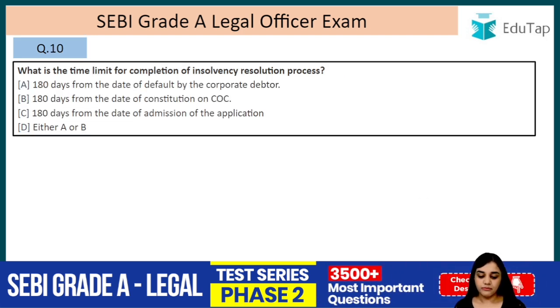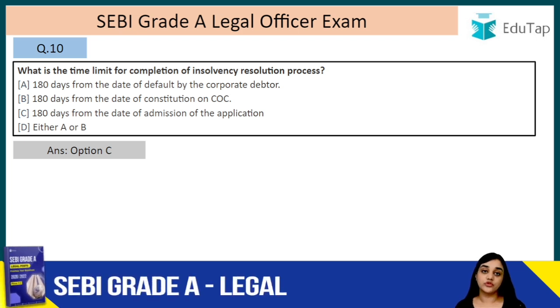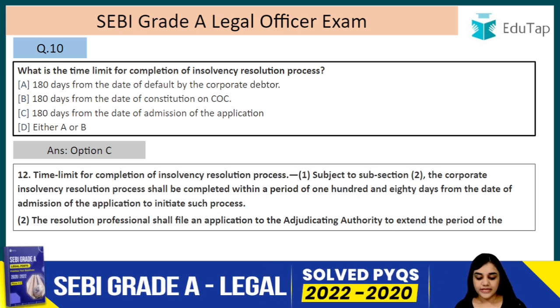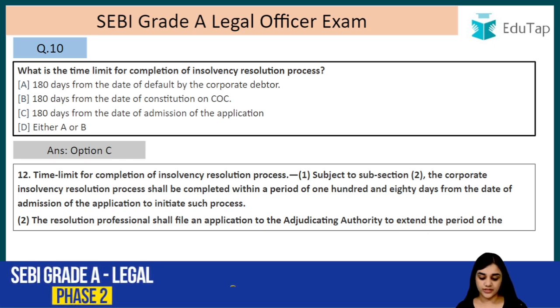What is the time limit of the completion of the insolvency resolution process? The answer to this question is C, that is 180 days from the date of the admission of the application. Subject to subsection 2, the corporate insolvency resolution process shall be completed within a period of 180 days from the date of the admission of the application to initiate such process.